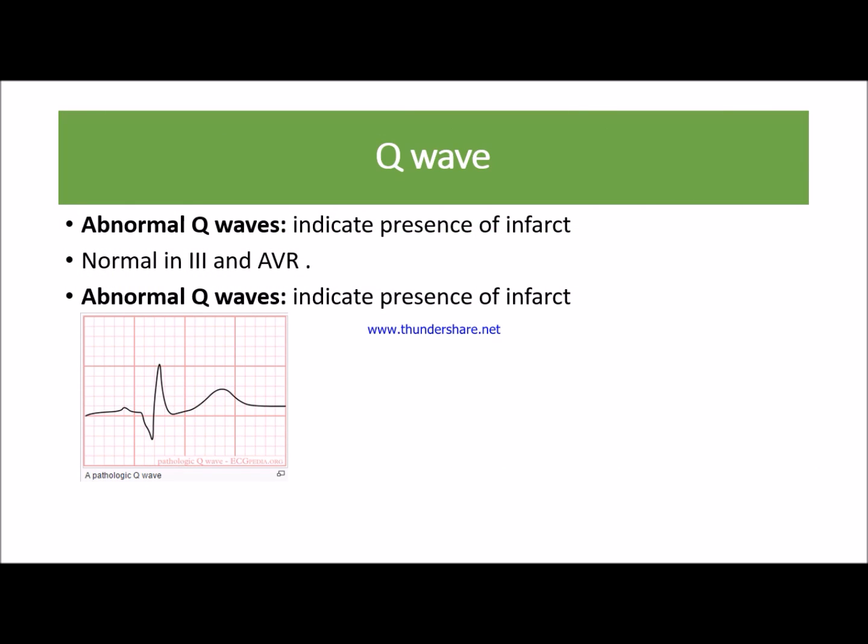Q wave abnormality. Whenever there is a Q wave abnormality, it indicates the presence of infarction, myocardial infarction. It is normal only in lead 3 and aVR. When there is an abnormal Q wave, there will be infarction. This is the pathological Q wave. This is P wave. This is Q wave. This is P, Q, R, S, T.